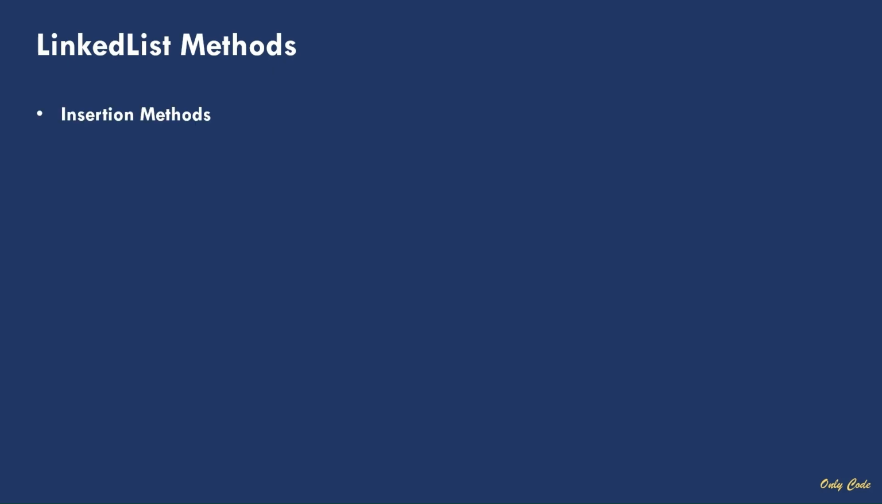Insertion methods. These methods allow us to add elements to the list. Add adds the element to the end of the list. Add index, element inserts the element at the specified index. Add first inserts the element at the beginning of the list. Add last adds the element to the end, same as add.